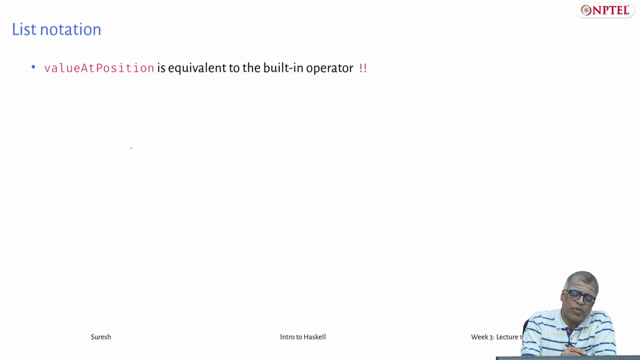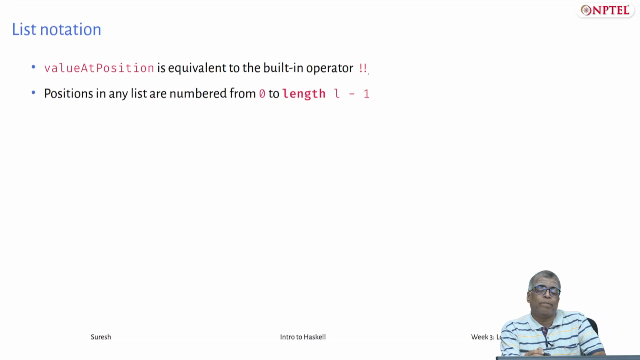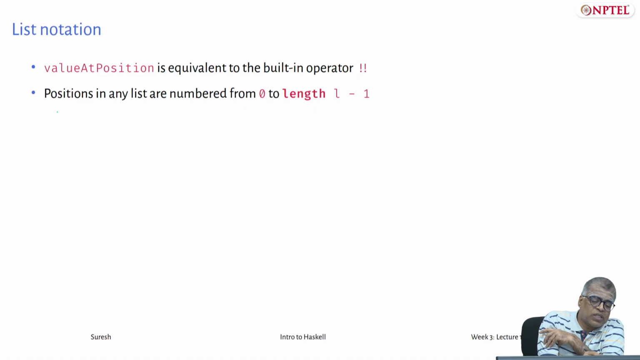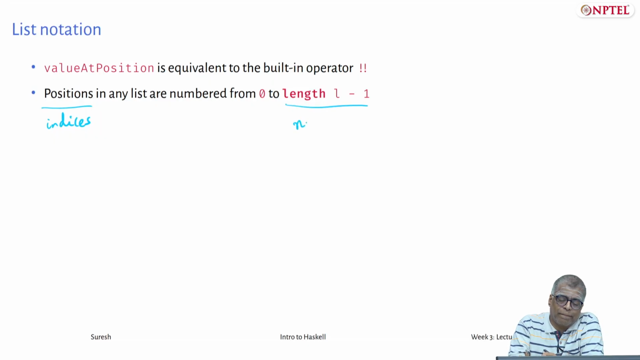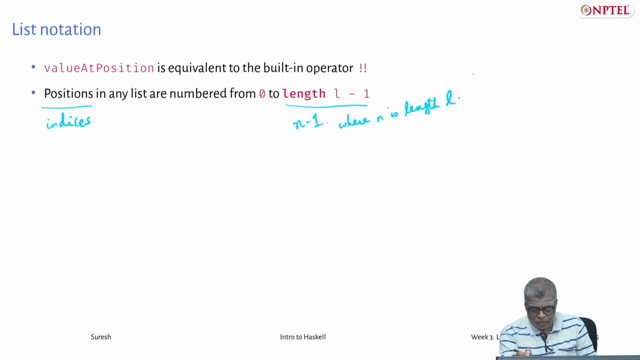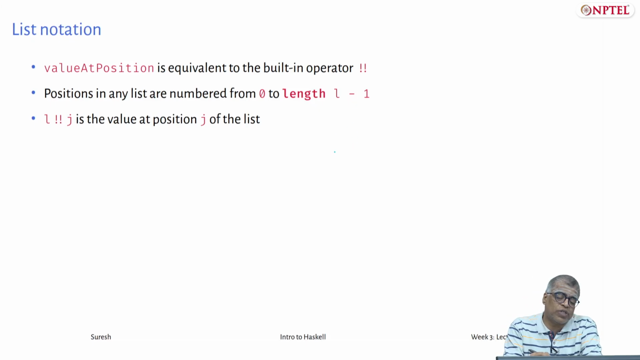We introduced the value at position function earlier, and that is equivalent to the built-in operator bang bang, which I mentioned. So positions in a list, positions slash indices, are numbered from 0 till n minus 1, where n is the length of L. And L bang bang j is the value at position j of the list.